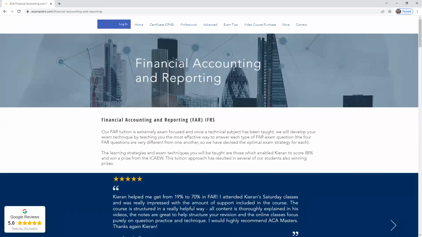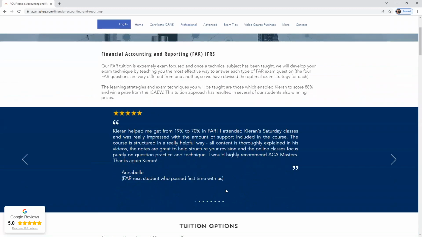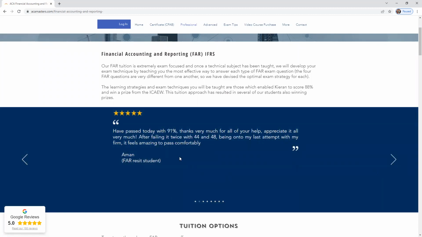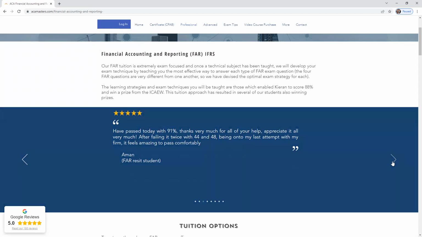So if you go to the financial accounting and reporting page, you can find some recent feedback from students. We've had some great results here. Students going from 19% to 70%. We've had students getting 91% after failing previously. So you can really see the benefit that the course has, the benefit that this focus on exam technique has.